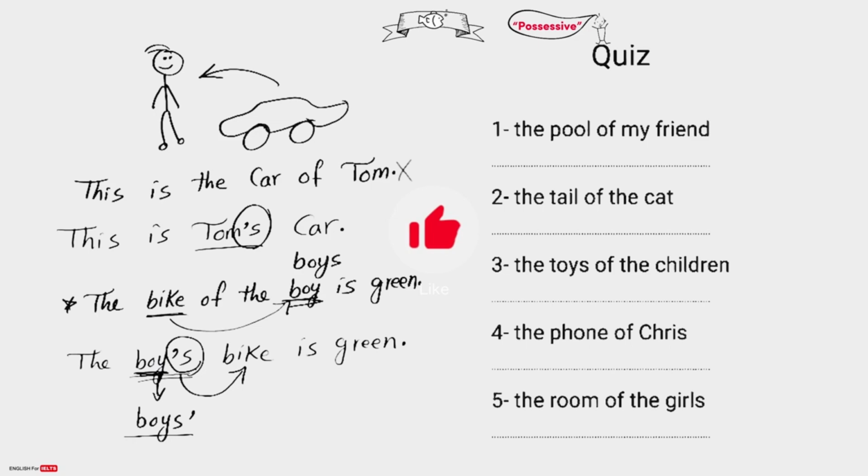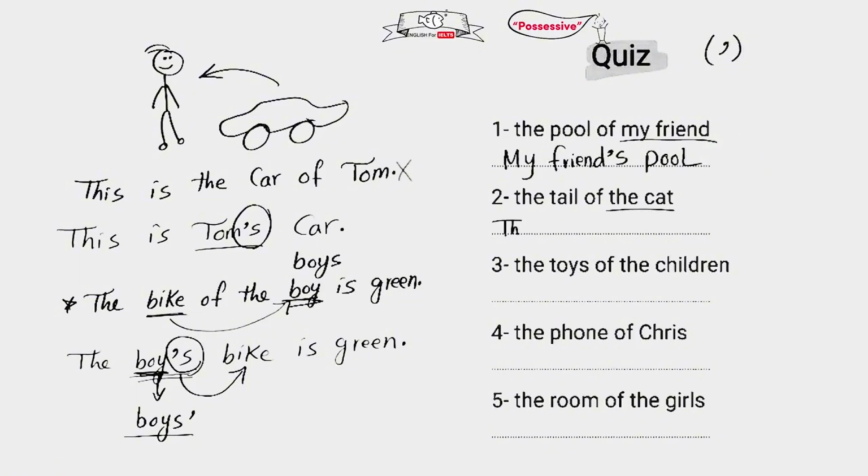Now let's practice. In this quiz, we need to use an apostrophe in each phrase. The pool of my friend. We just add apostrophe S to my friend, so my friend's pool. The tail of the cat. Also apostrophe S to the cat, so the cat's tail. The toys of the children.